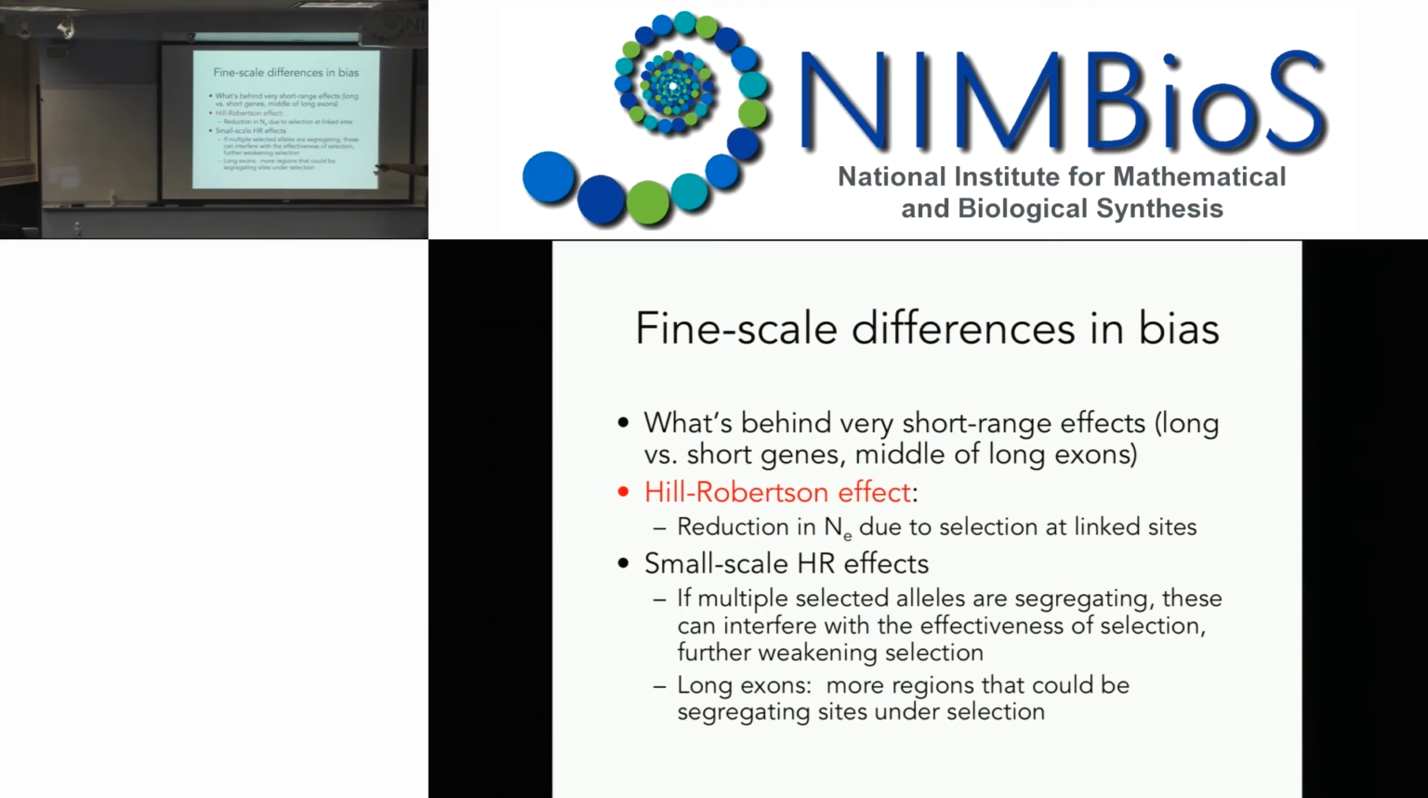So small-scale Hill-Robertson effects, like within a gene, say if multiple alleles are segregating, can interfere with the effectiveness of selection, therefore weakening it. Therefore, you get a more neutral pattern. In long exons, you could have more regions which have segregating sites under selection, therefore they interfere, therefore you have a reduction in the efficiency of selection, therefore you have a more neutral pattern. So we've come full circle on our review of sweeps, telling you about the signals of sweeps, and then telling you about the patterns we see in genome variation. They're due to selection at linked sites.